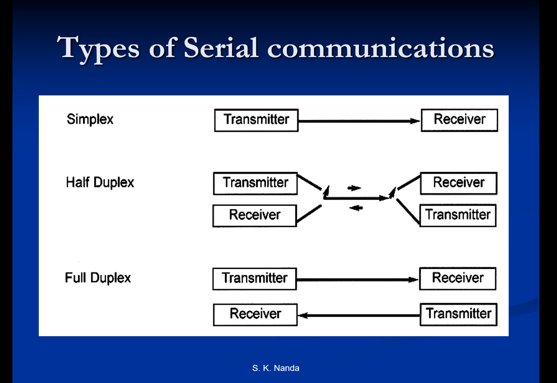The second type is half duplex communication link. In half duplex, the communication link can be used for either transmission or reception. The data is transmitted in only one direction at a time.